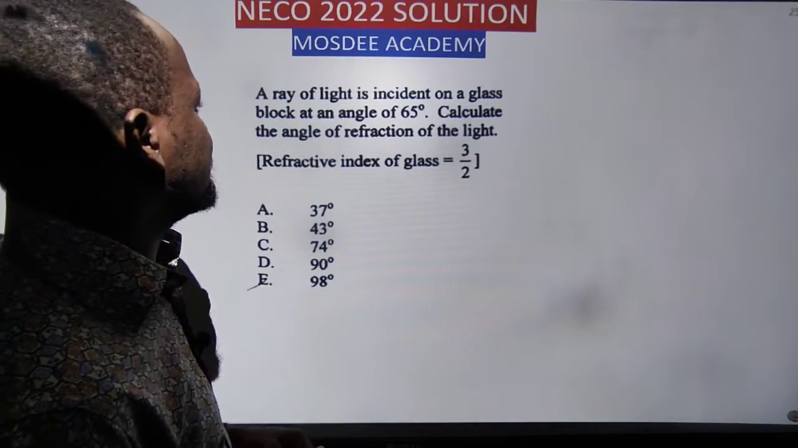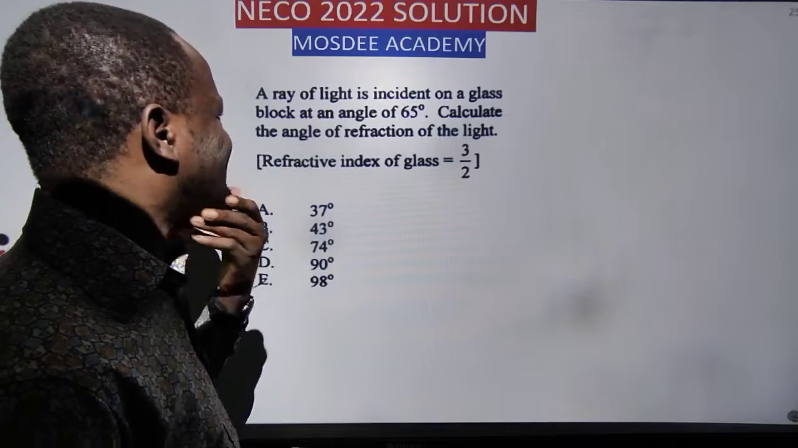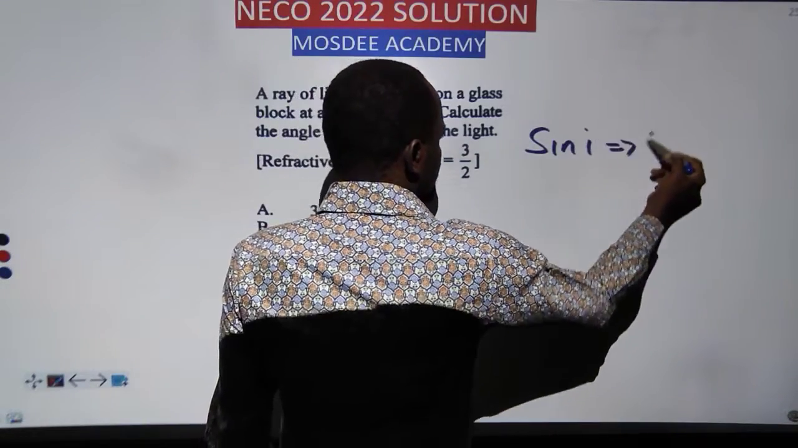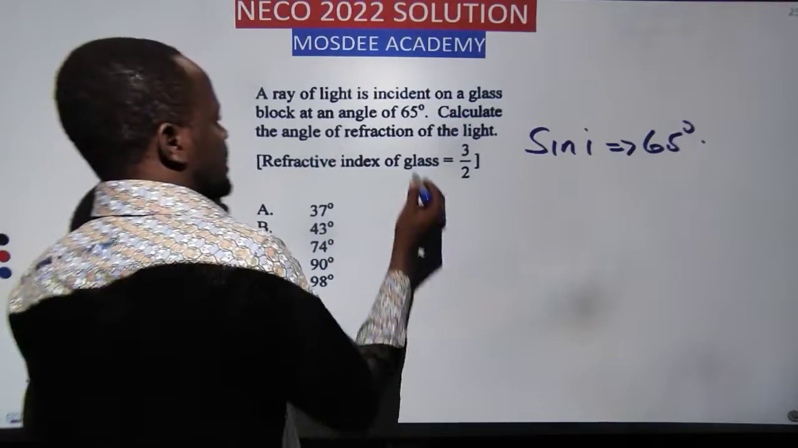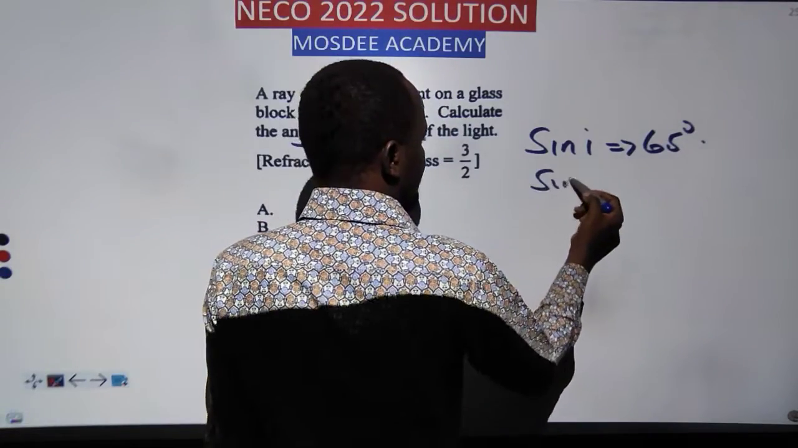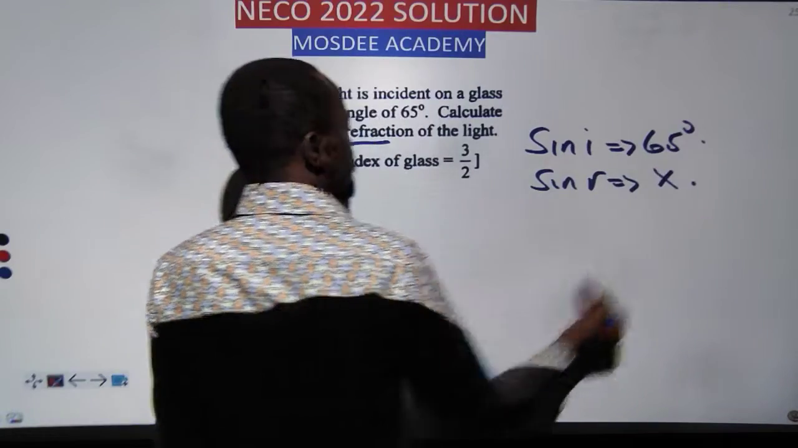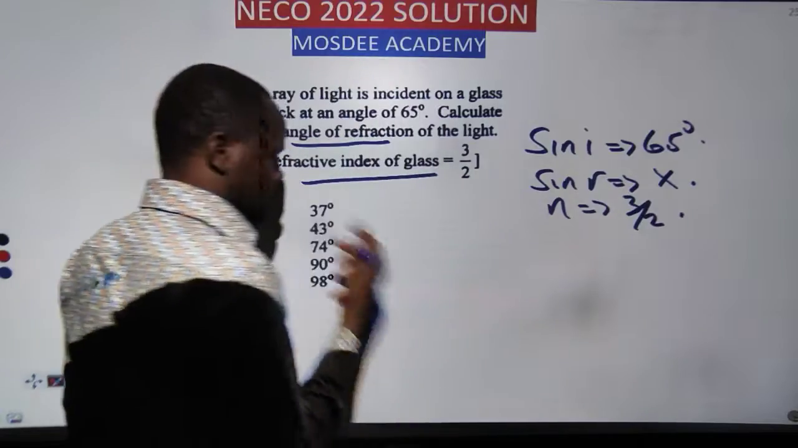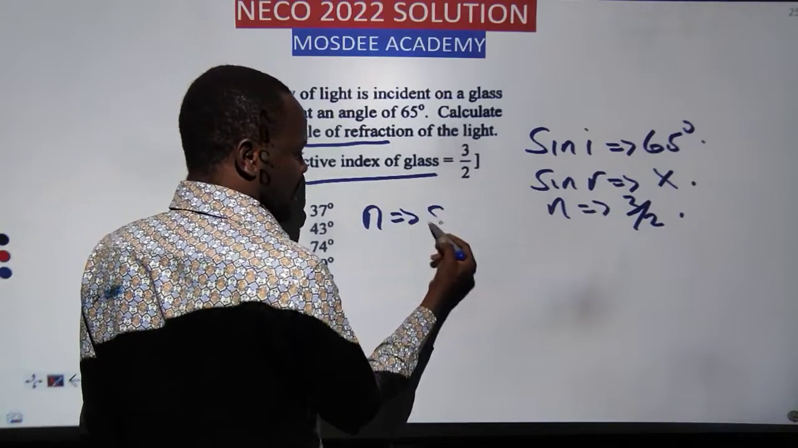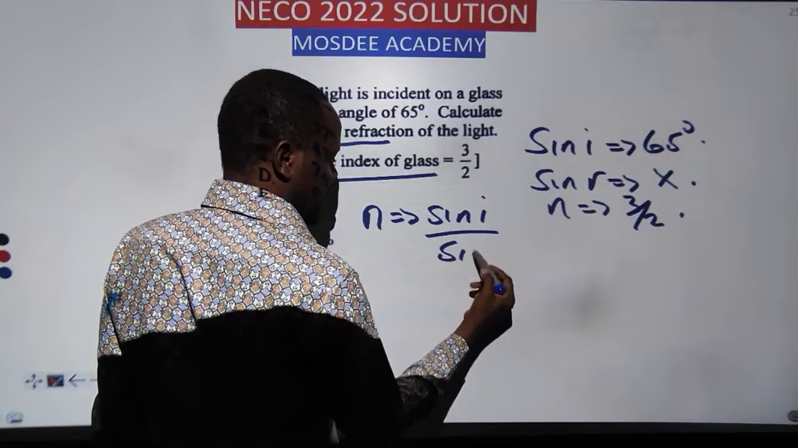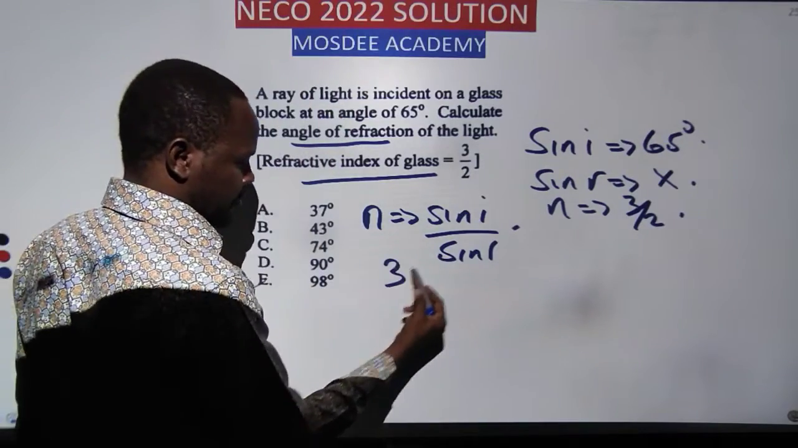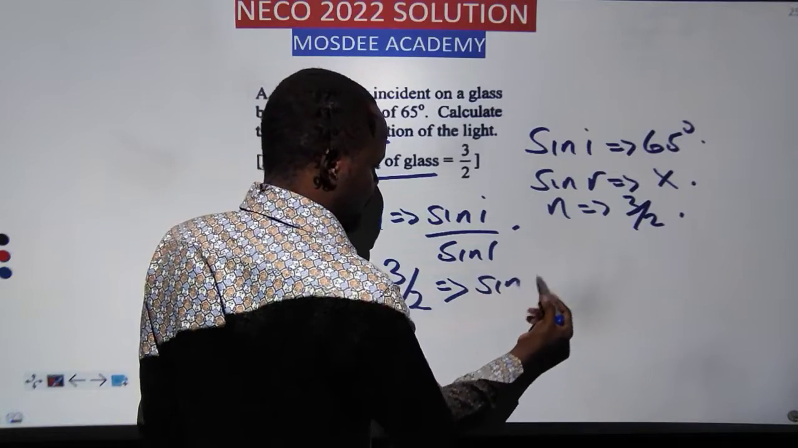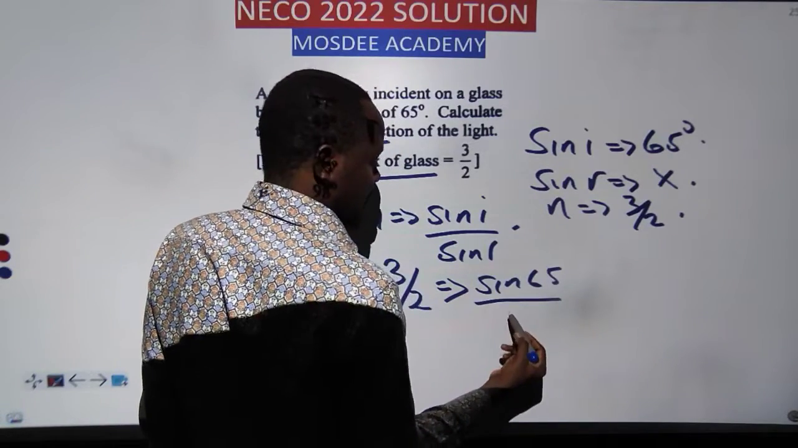A ray of light is incident on a glass block at an angle of 65. Incident angle, sine I, is 65 degrees. Then calculate the angle of refraction, sine R. You can call it x, you don't know. Refractive index n equals 3 over 2. I should leave this one for you to do. n equals sine I over sine R. I believe everybody can finish. 3 over 2 is equal to sine I, which is sine 65, divided by sine x.